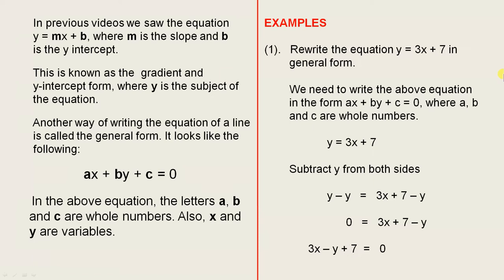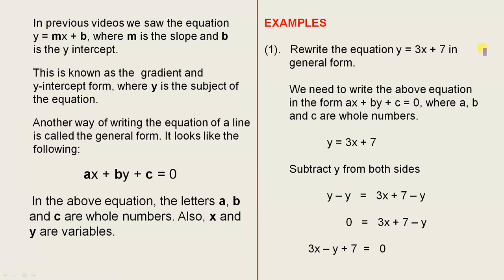Another way of writing the equation of a line is called the general form. It looks like the following: ax plus by plus c equals 0. In the above equation, the letters a, b and c are whole numbers. Also, x and y are variables. Let's look at some examples.